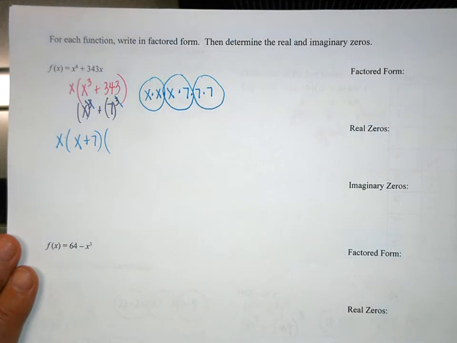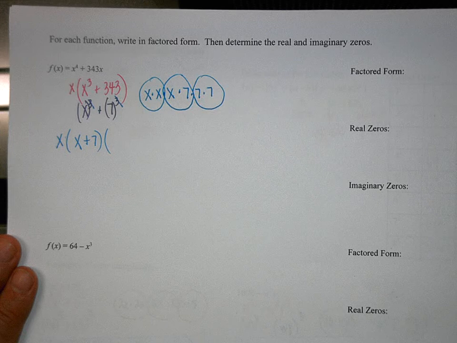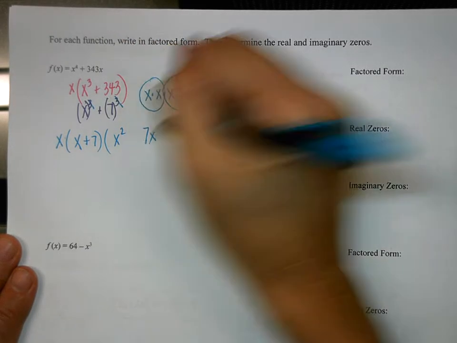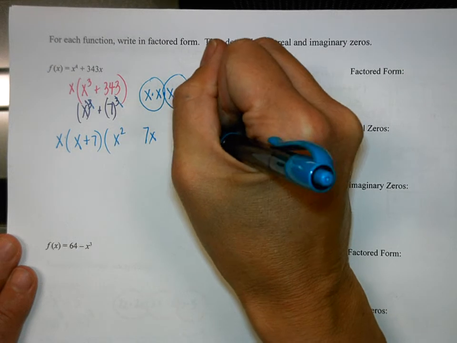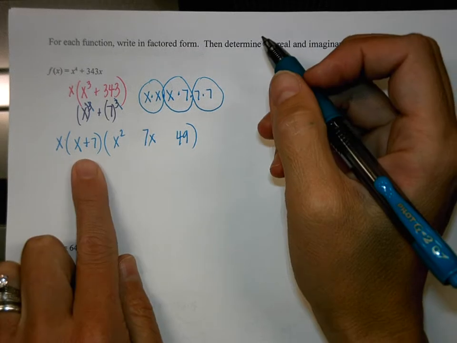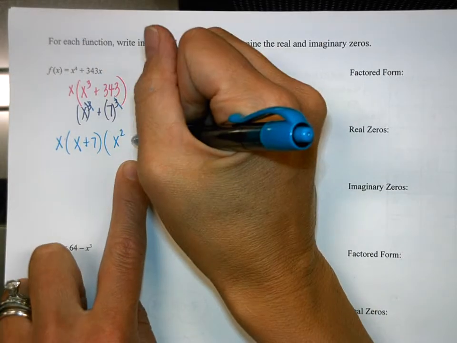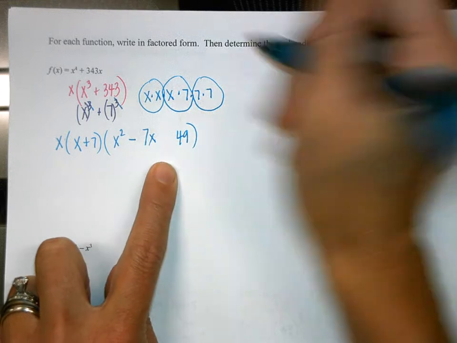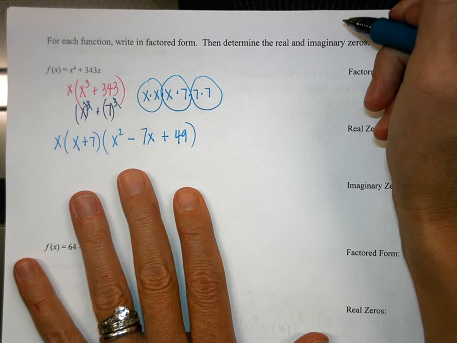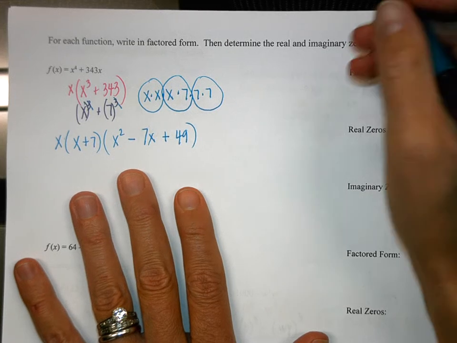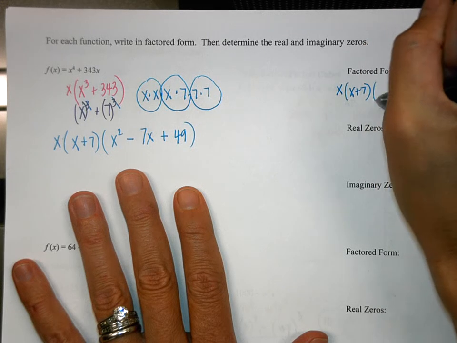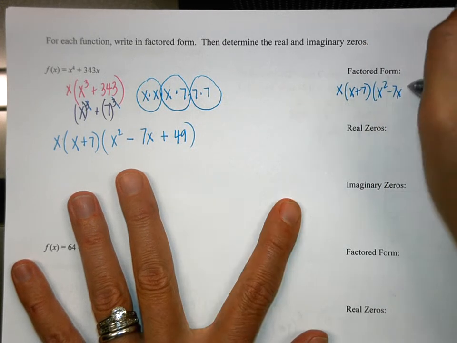And so when we do that, x times x is x squared, x times 7 is 7x, and 7 times 7 is 49. And then we'll put in our signs using SOAP. First one is the same. Next one is always the opposite, which will make this one a minus. And the last one is always positive. This is my factored form. We cannot factor any further. And so we're going to write this out as x plus 7, and x squared minus 7x plus 49.